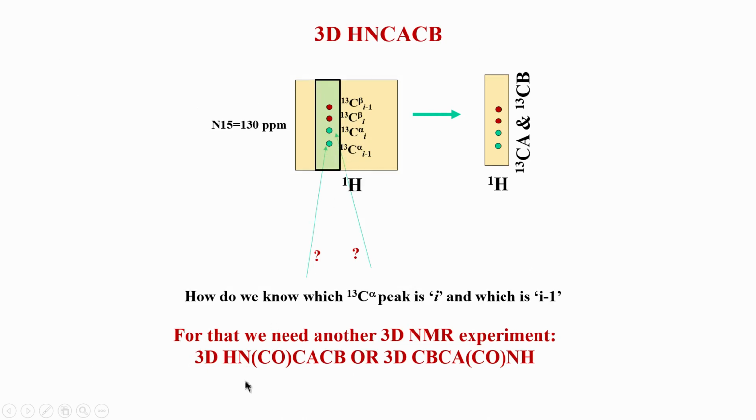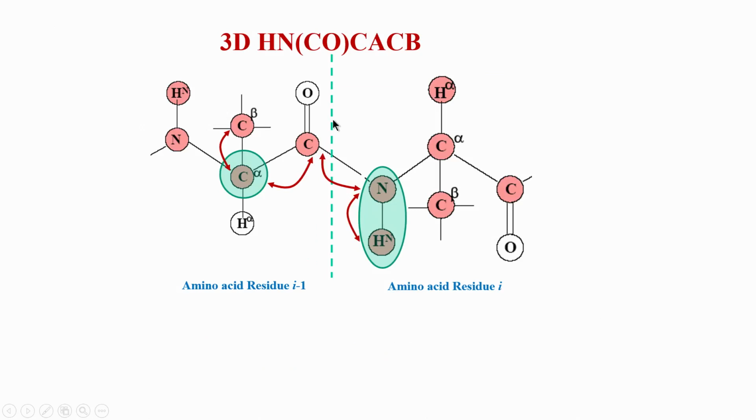So, combined together I will be able to distinguish. So, let us start from HNCO CACB. How does that experiment work? You can see this is similar to HNCO CA.